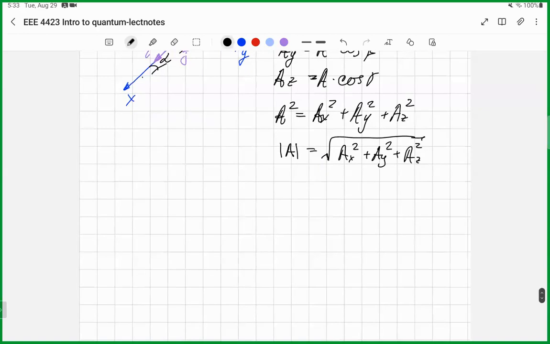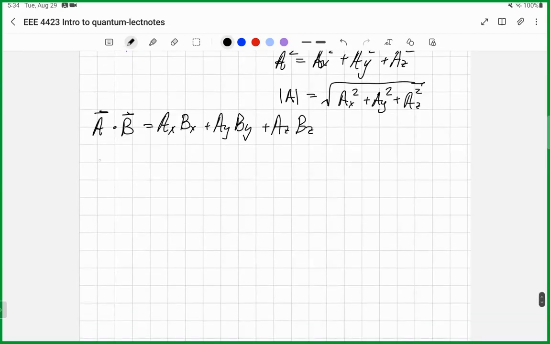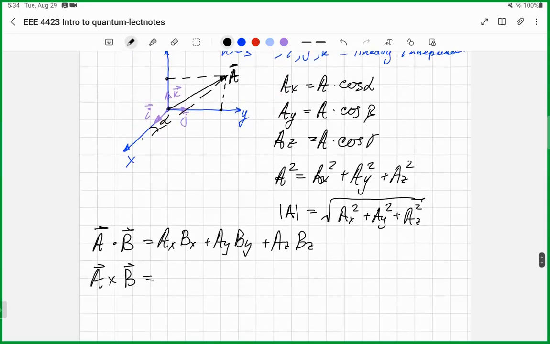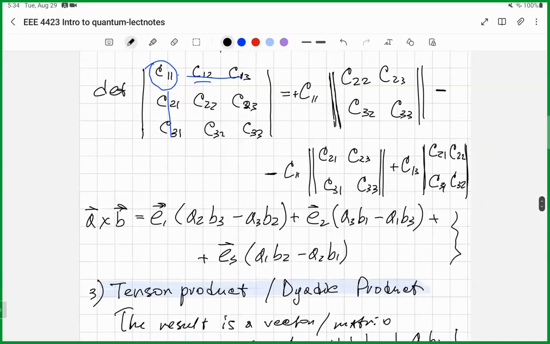For any two vectors in this space, like vector A and vector B, we can write the dot product. It will be given by the sum of the products of the corresponding components: a_x b_x plus a_y b_y plus a_z b_z, right? For the cross product, we also can use this formula above that we discussed today.